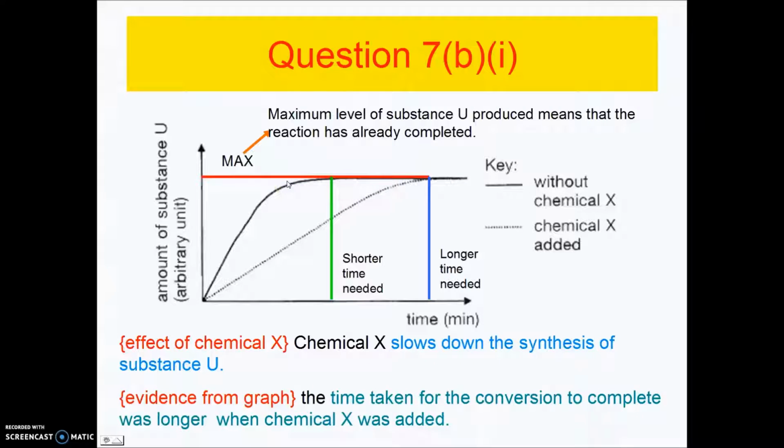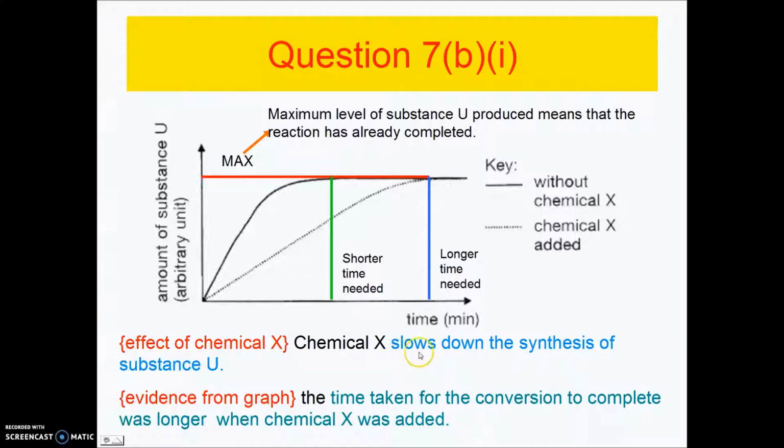It's over. 完咗㗎啦，個反應已經。So, without chemical X and with chemical X: you can see that without chemical X, it needs a shorter time to reach the maximum level. That means it takes a shorter time to complete the reaction. And when chemical X is added, it takes a longer time to complete the reaction. So you can see that the effect of chemical X slows down the synthesis of substance U.